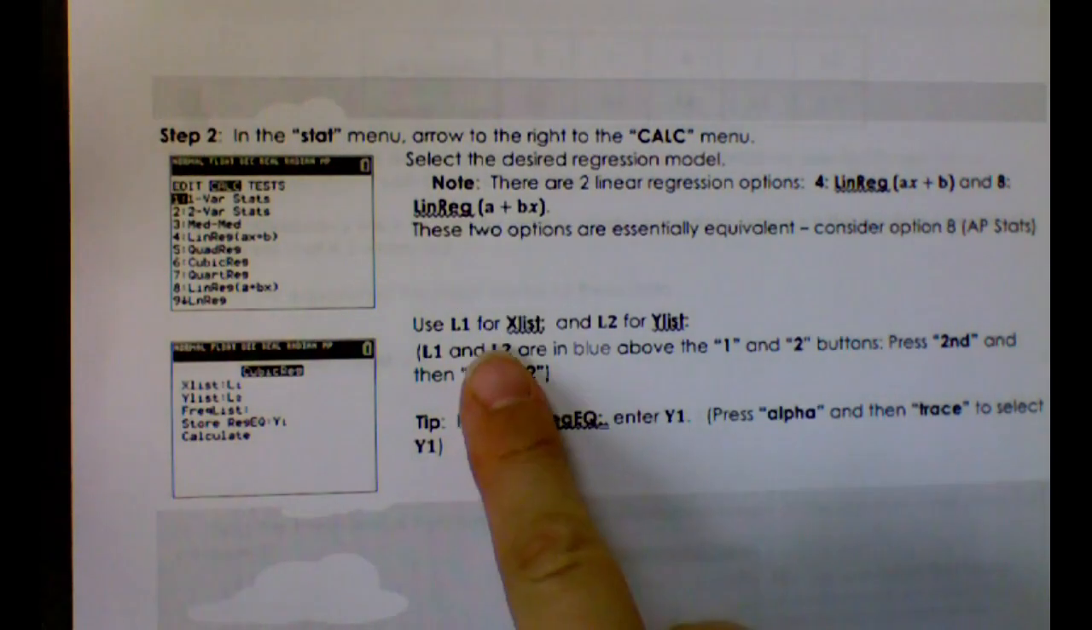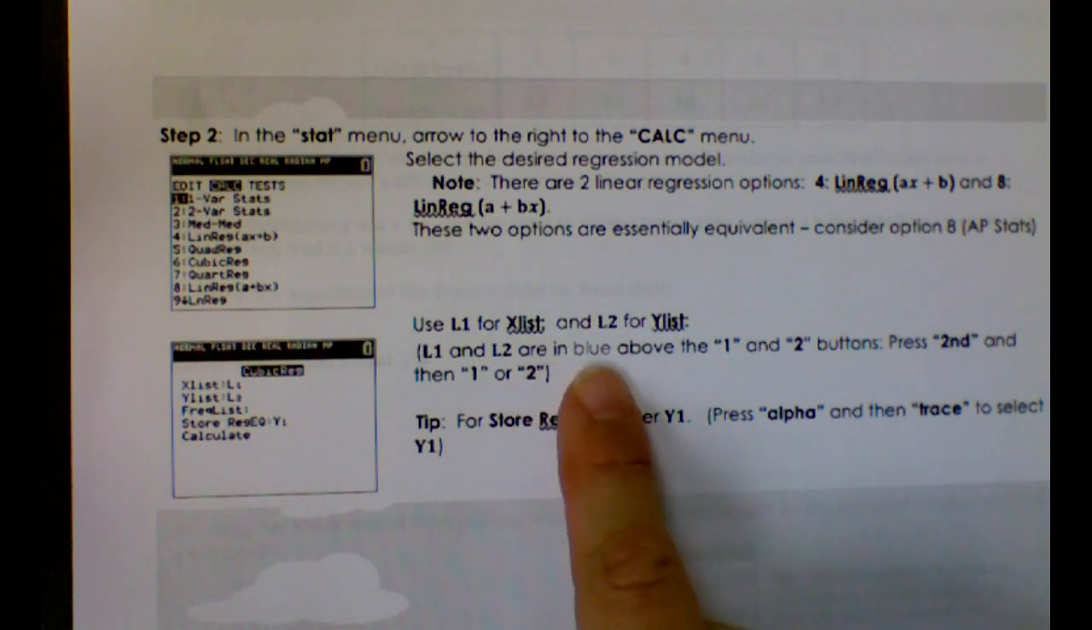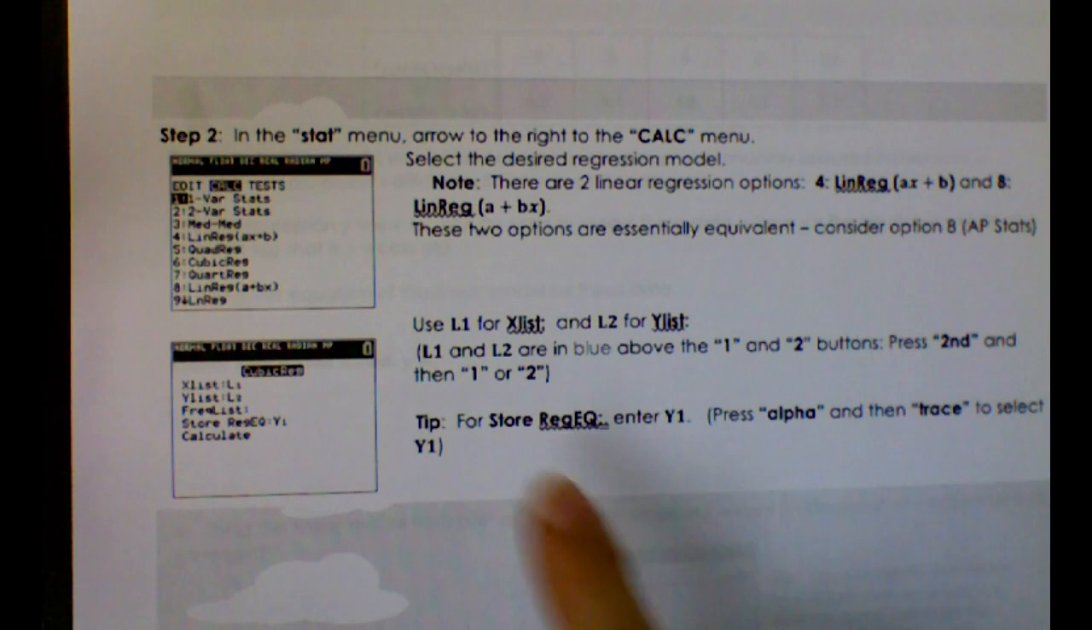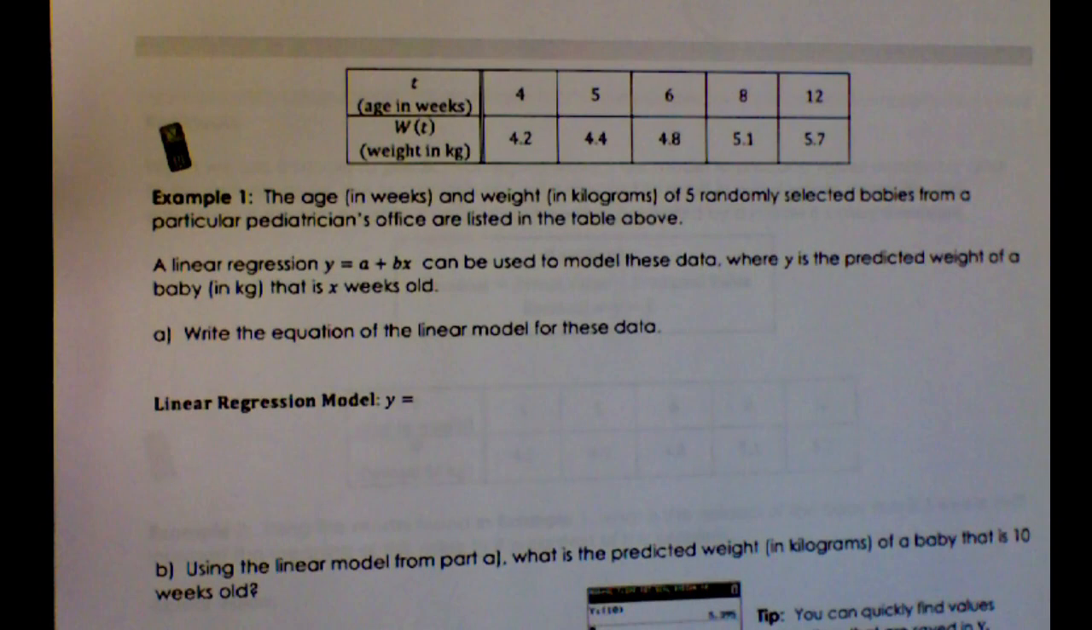You'll enter L1 for X list and L2 for Y list. L1 and L2 are in blue above the 1 and 2 buttons. You just press second and then those. And a tip to store the equation, enter Y1. If you press alpha and then trace to pick Y1, it'll save your equation in Y1 and make it easier for you. So let's look at an example.